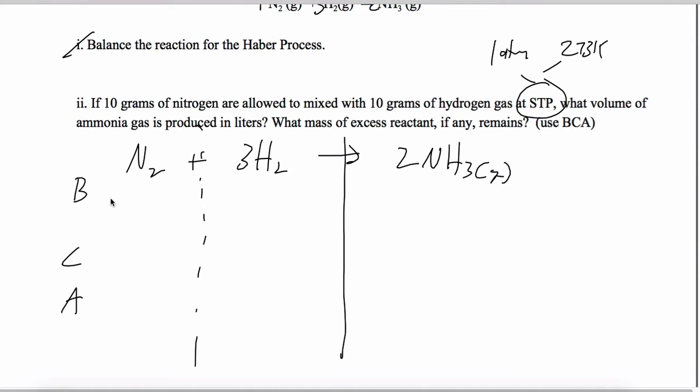The first thing we need to do is convert the 10 grams of nitrogen to moles by dividing 10 by 28. That's 0.357 moles. The next thing we need to do is convert the grams of hydrogen to moles by dividing 10 by 2, the molar mass of that, and that is 4.96. And you're getting that because the molar mass of hydrogen is really not just purely 1, it's 1.008. And we have 0 moles of ammonia.